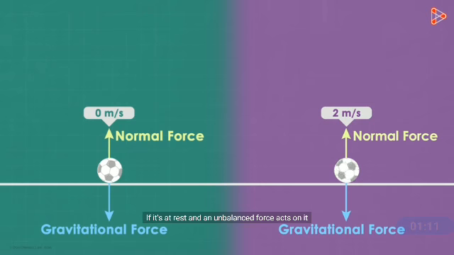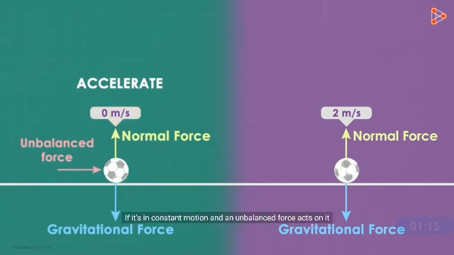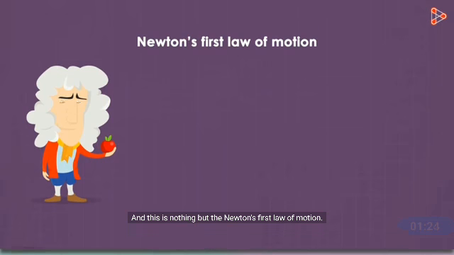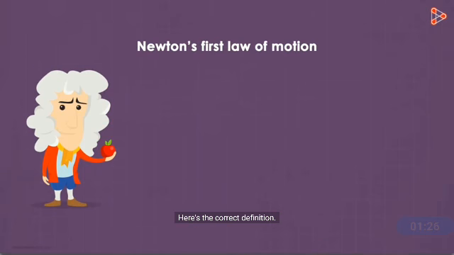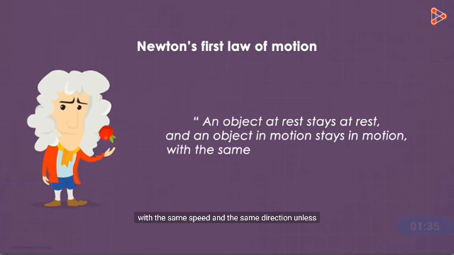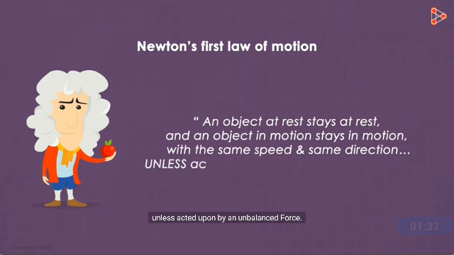If it's at rest and an unbalanced force acts on it, it will move. If it's in constant motion and an unbalanced force acts on it, it may accelerate or change direction. And this is nothing but Newton's first law of motion. Here's the correct definition. An object at rest stays at rest, and an object in motion stays in motion with the same speed and the same direction, unless acted upon by an unbalanced force.